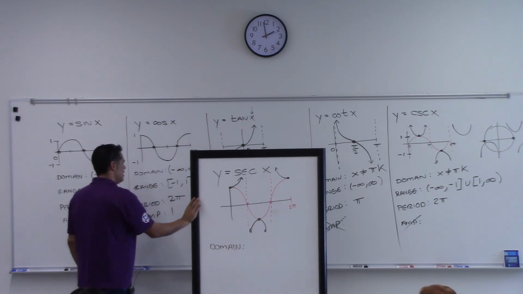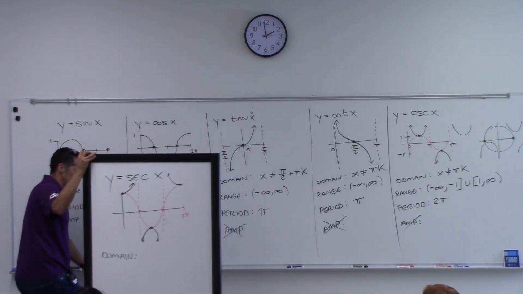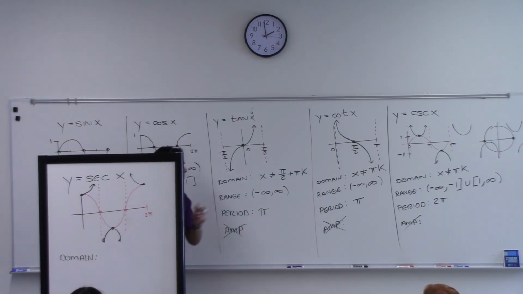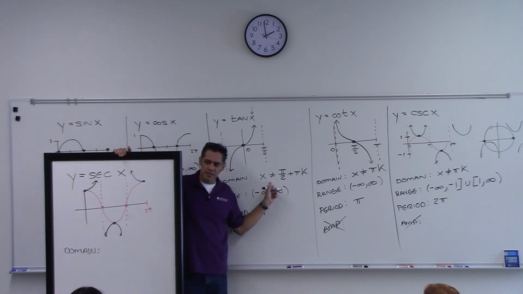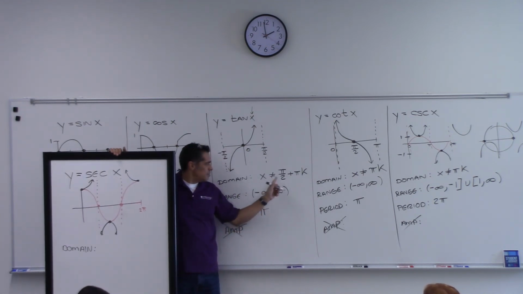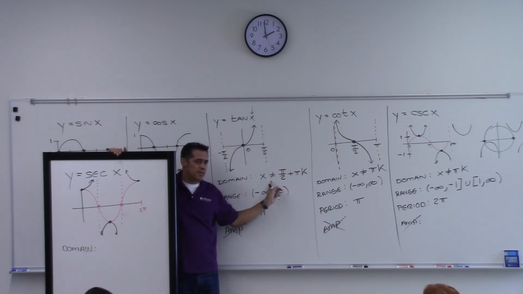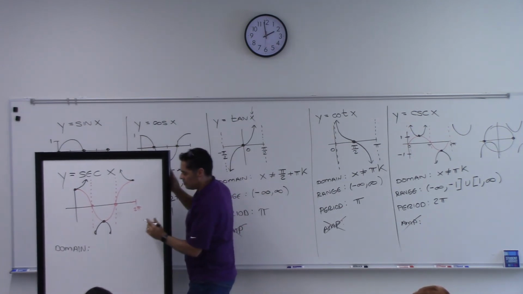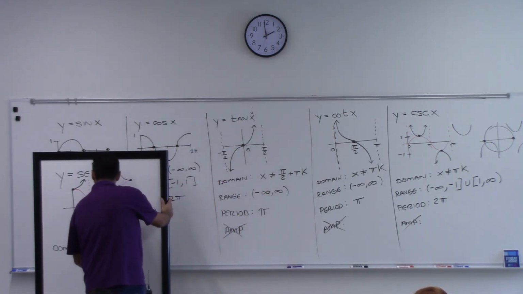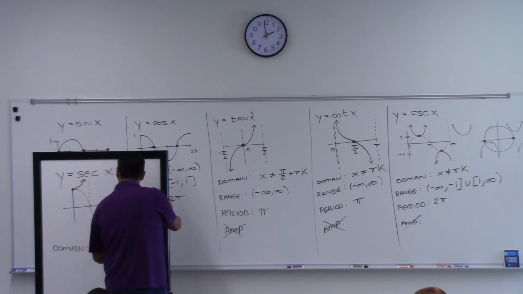Did we ever have that anywhere here? Oh, I think we did. Right here, this one, right? This is the same issue. This was pi over 2 plus pi k. That's pi over 2 and then a half rotation. So our domain of secant should be the same as the domain of tangent, right? So x cannot be pi over 2 plus pi k.